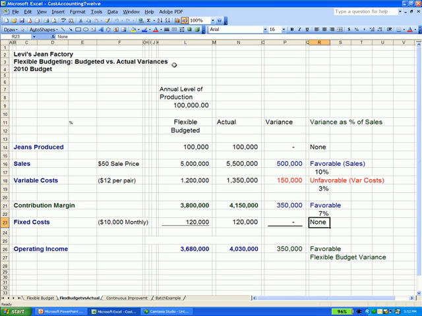Here's a flexible budget we used in an earlier course, and if you look at these variances in this column, you'll see that the sales variance was positive or favorable by $500,000. That's the dollar variance. Instead, we could have looked at it as a percentage of sales. That $500,000 happens to be 10% of the $5 million in sales. So we could look at the variance either way.